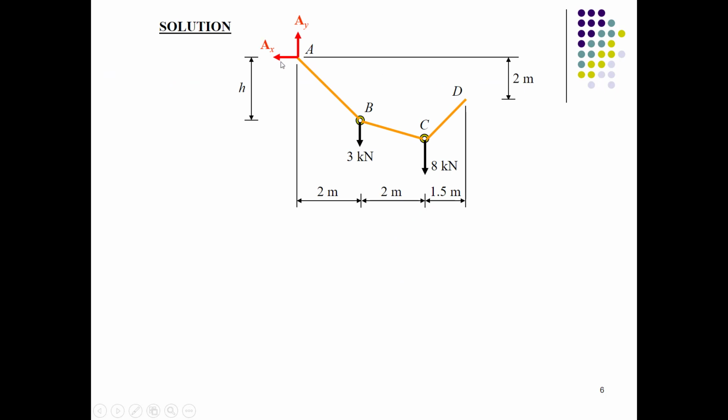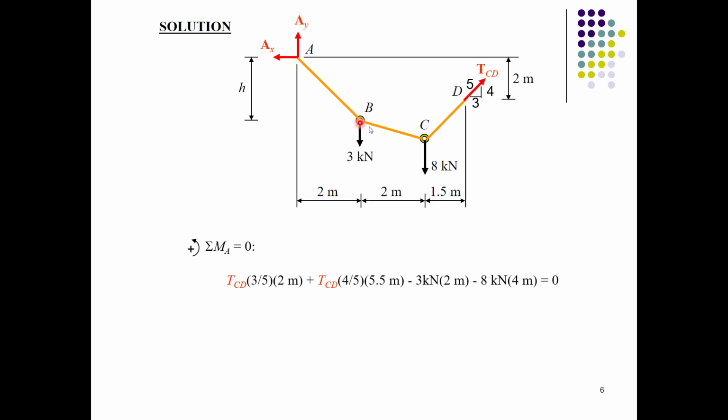to come up with the values of AY, AX and TCD. So if we take sigma moment at A equals 0, here we have TCD cos theta multiplied by 2, which makes a counterclockwise moment at point A. Then we will take the horizontal component of TCD, that is TCD sin theta, into this horizontal distance. We will also take the moment values due to the applied forces at B and C, at 2 and 4 meters away from support A.